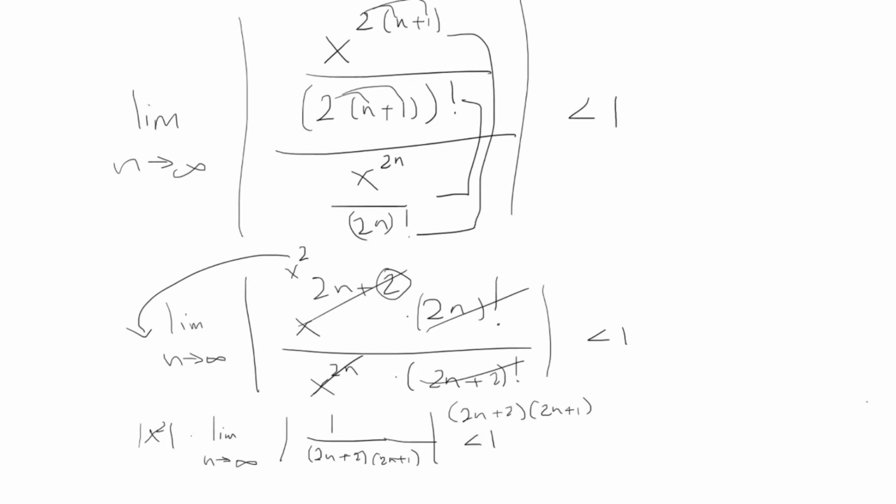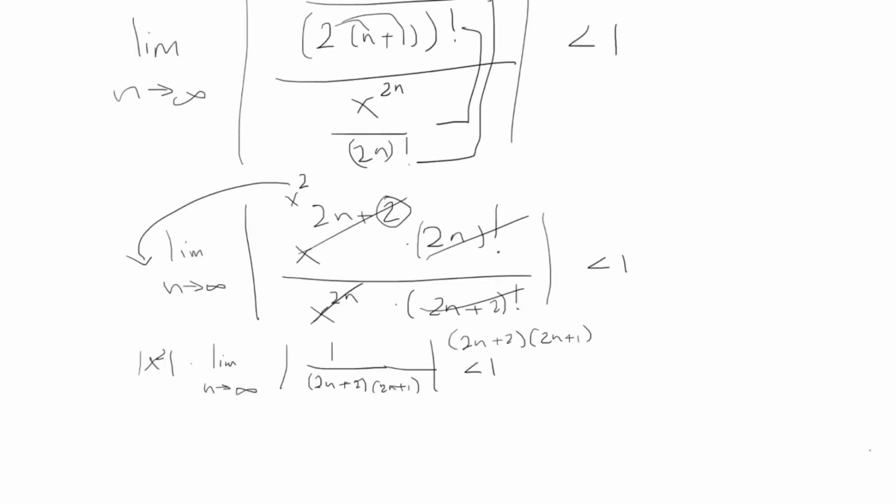We want this to be less than 1. This limit right here is going to be 0 because it's basically 1 over n squared. So we'll have 0 is less than 1, which is always true. So what this means is no matter what x is, we're always guaranteed that this is always less than 1. So the radius of convergence here is infinity.